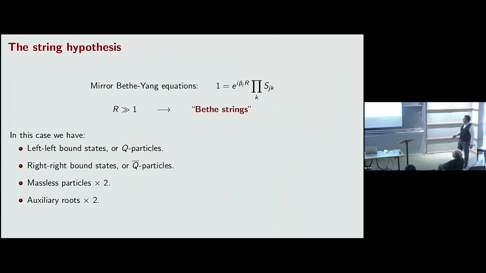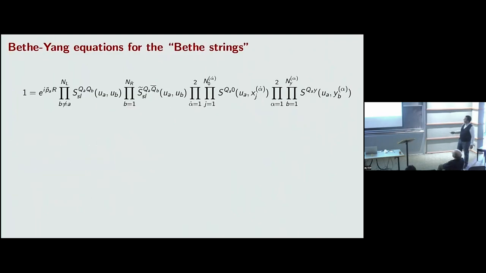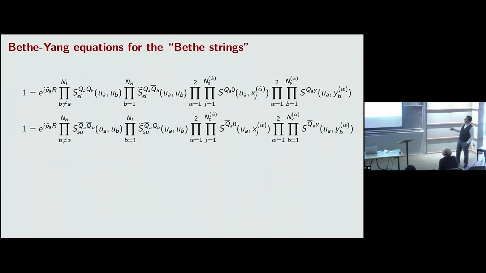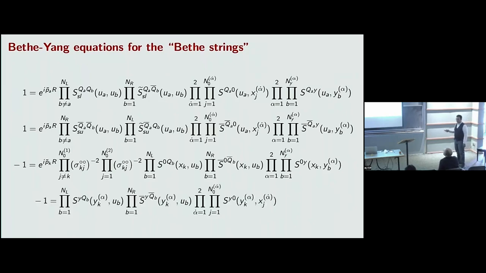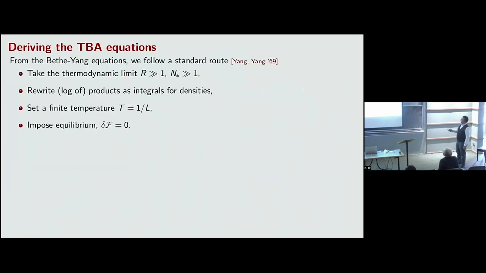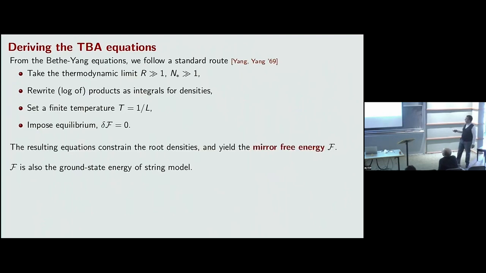Then you write Bethe equations for these strings. So we have, for instance, e to the p tilde R, this is the mirror momentum quantization. And then you have scattering a Q particle with any other Q particle, scattering a Q particle with any other Q bar particle, scattering a Q particle with any other massless particle, scattering a Q particle with any other auxiliary particle. And then the rest is the same. You can scatter a Q bar with anything, you can scatter a massless particle with anything, you can scatter an auxiliary particle with anything. Then the recipe is absolutely standard when you are in this form. You take the thermodynamic limit, you introduce densities for these roots, you set the temperature to be finite, you impose thermodynamic equilibrium, and you get a bunch of integral equations for the densities. This gives you the mirror free energy, which is the same thing as the ground state energy of the original model.